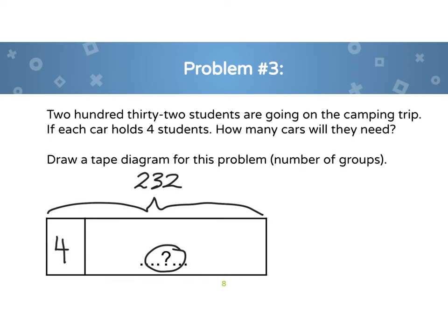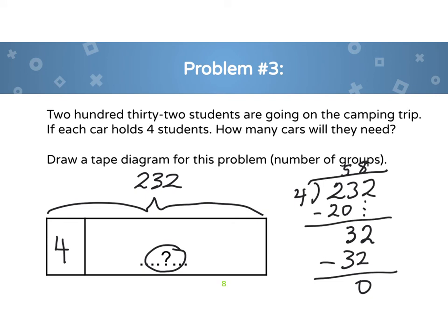So my equation is going to be 232 divided by 4. Okay, so my answer tells me 58. That's how many cars we're going to need. Okay, so in this problem, we did not have a remainder. But if we did have a remainder of, say, 3 students, we would need an extra car. So I would need to say, oh, we're going to need 59 cars because we have some students left over that need to be in a car. So just keep that in mind as you're doing your homework tonight.